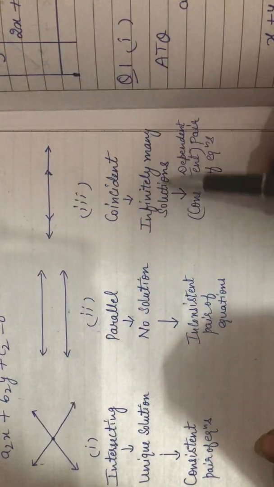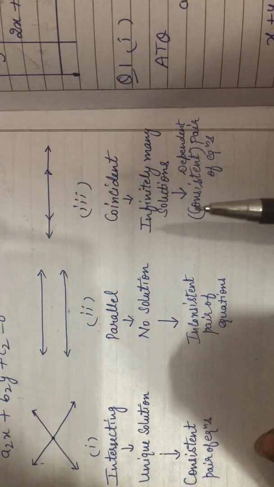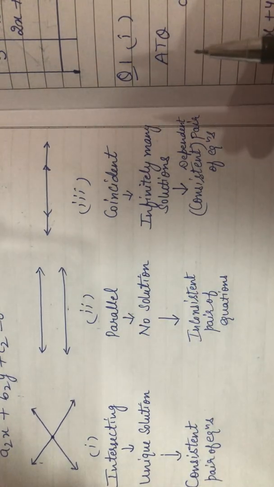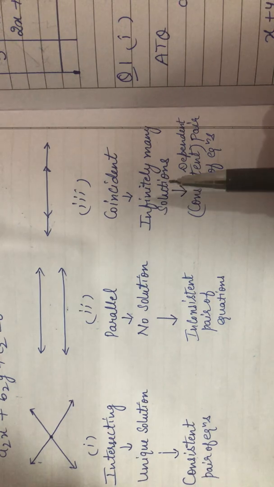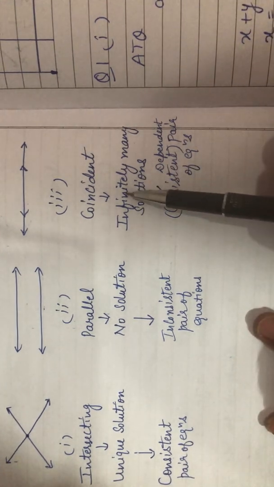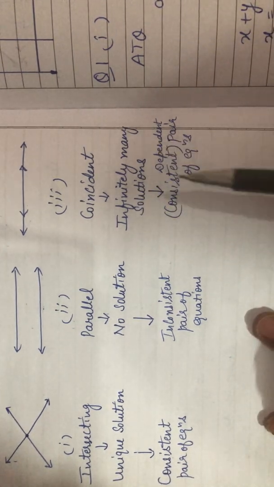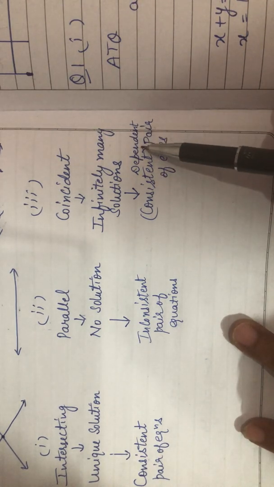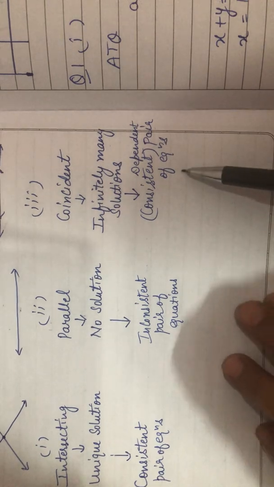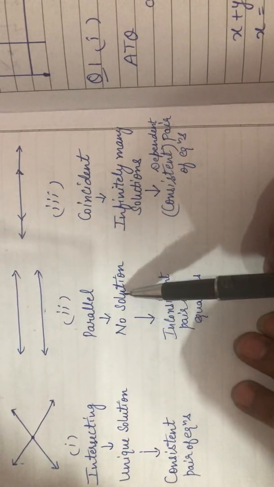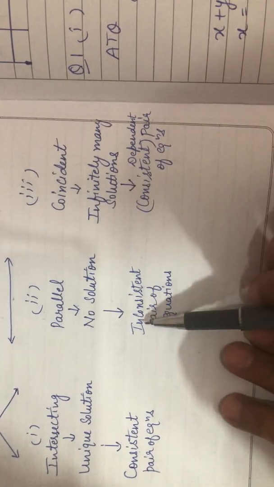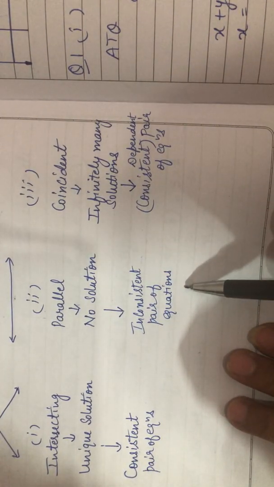Here also there are infinitely many solutions. Infinitely means more than one. So we have at least one solution, so this type of solution will also give a consistent pair of equations, dependent or consistent pair of equations. And as you can see, parallel lines have no solution, and no solution means no common point, it means an inconsistent pair of equations.